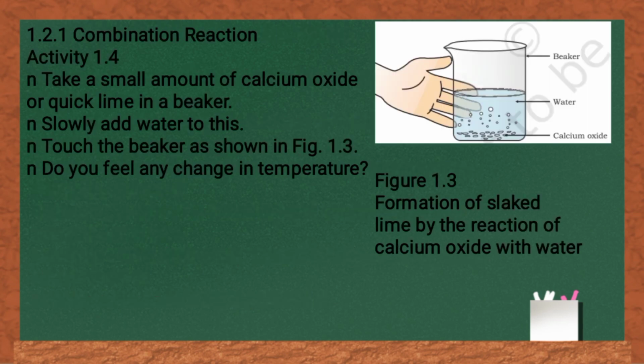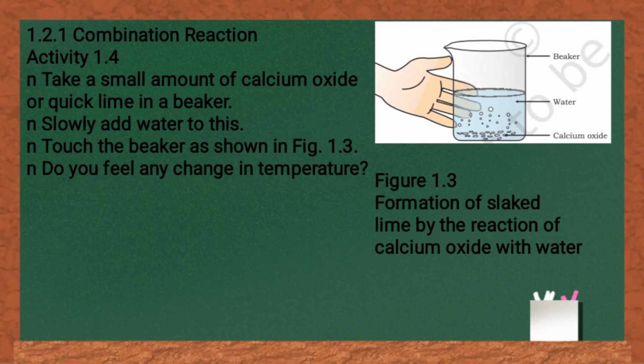First one is a combination reaction. So let us do an activity to understand about a combination reaction. Take a small amount of calcium oxide or quicklime in a beaker. So in a beaker you have to take calcium oxide or quicklime. Then slowly add water to this. Touch the beaker as shown in the figure. So here you can see a figure.